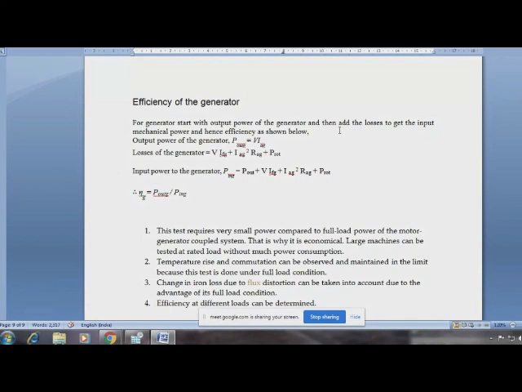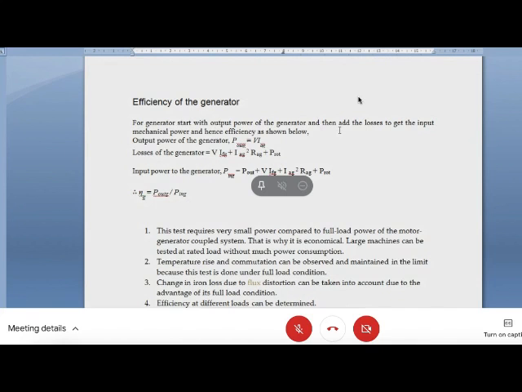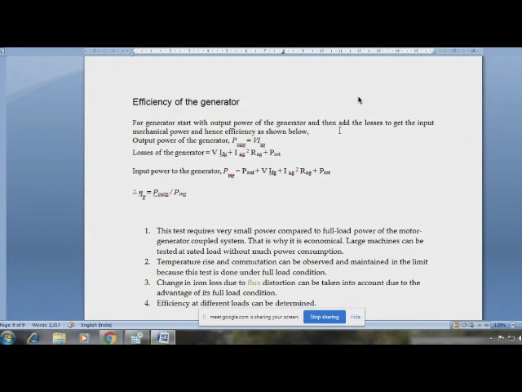Yes, sir. For the motor, we know the input is coming from the generator. That's why the input is important while calculating the efficiency of the motor. For the generator, we give importance to output because the output will go to the motor. Okay. Any other answer, students?